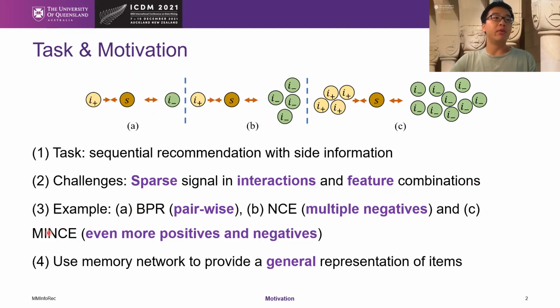In our paper, we propose a new NCE loss, which will have multiple positive samples and even more negative samples to tackle the sparsity issue for the training loss in the interactions. While to tackle the challenge of the feature combinations, we further propose a memory network to provide a general representation for the items. So the memory network can provide a unified representation.